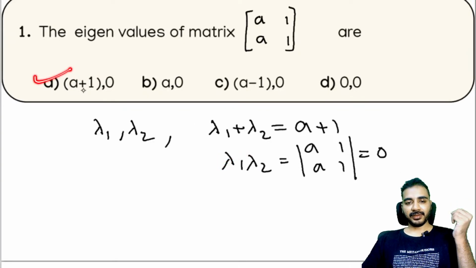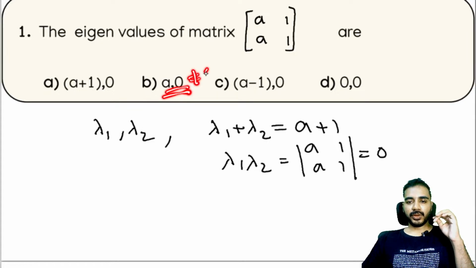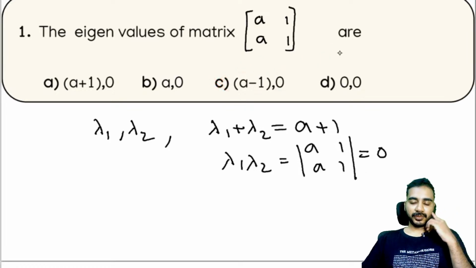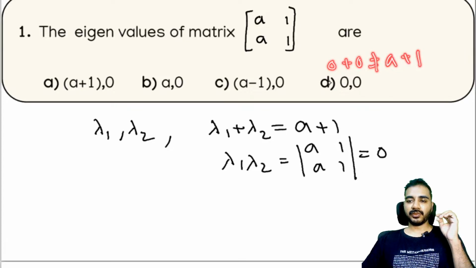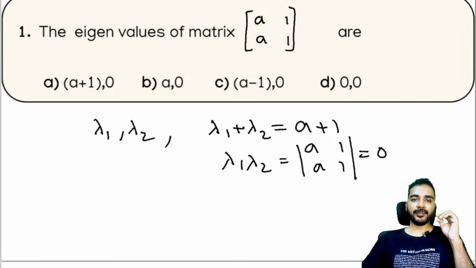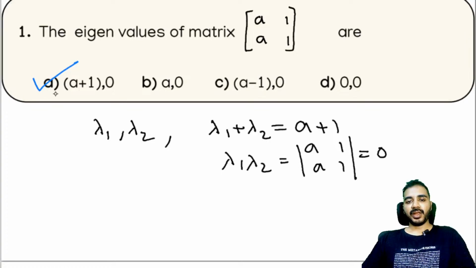So since it is satisfying both these equations, let me check all other options here. Okay, a plus 0 is not equal to a plus 1. So this is not true. A minus 1 plus 0 is not equal to a plus 1. So this is also not true. Then 0 plus 0 is not equal to a plus 1. So this is also false. So the correct answer is option A here. So for this question, the correct answer is option A, a plus 1 comma 0.